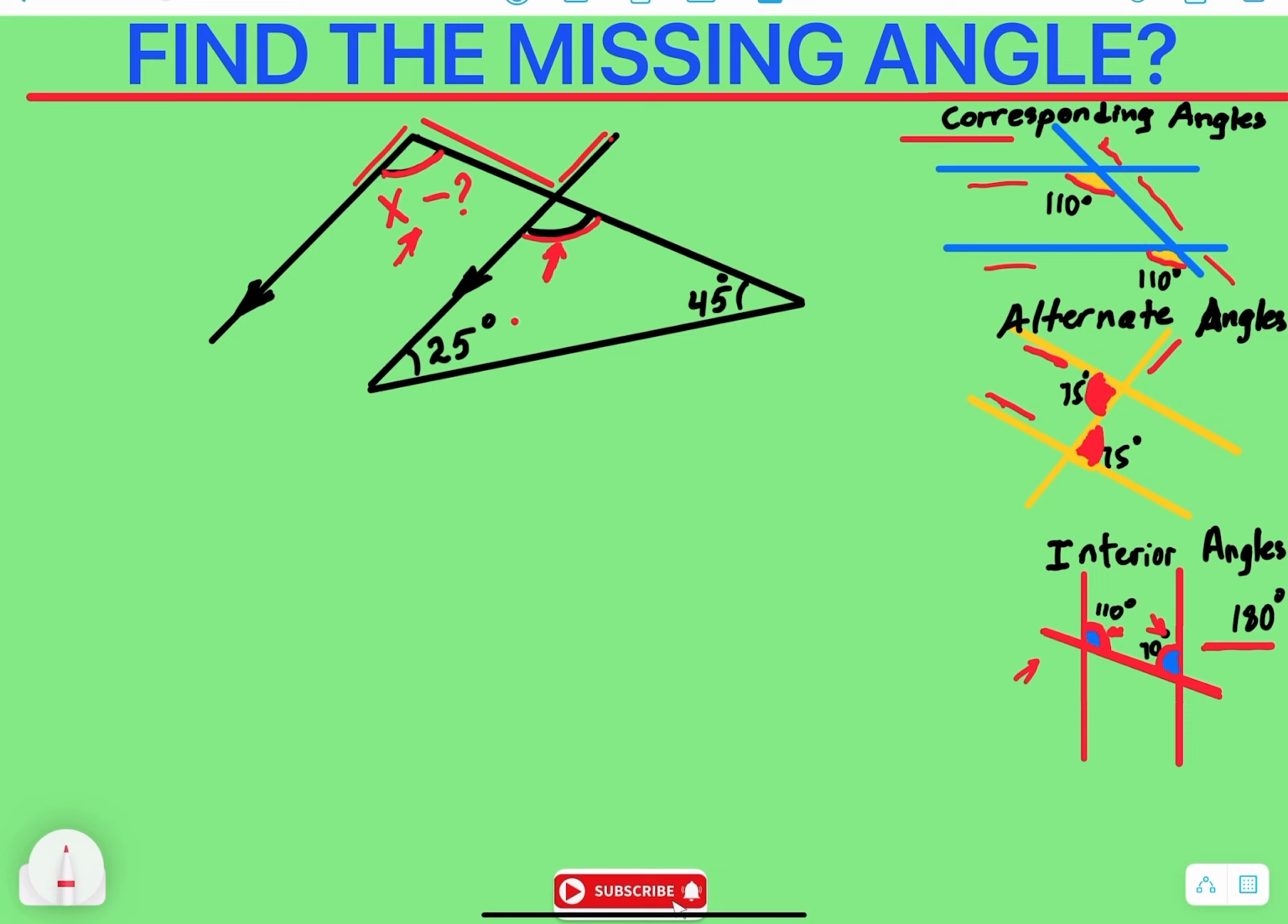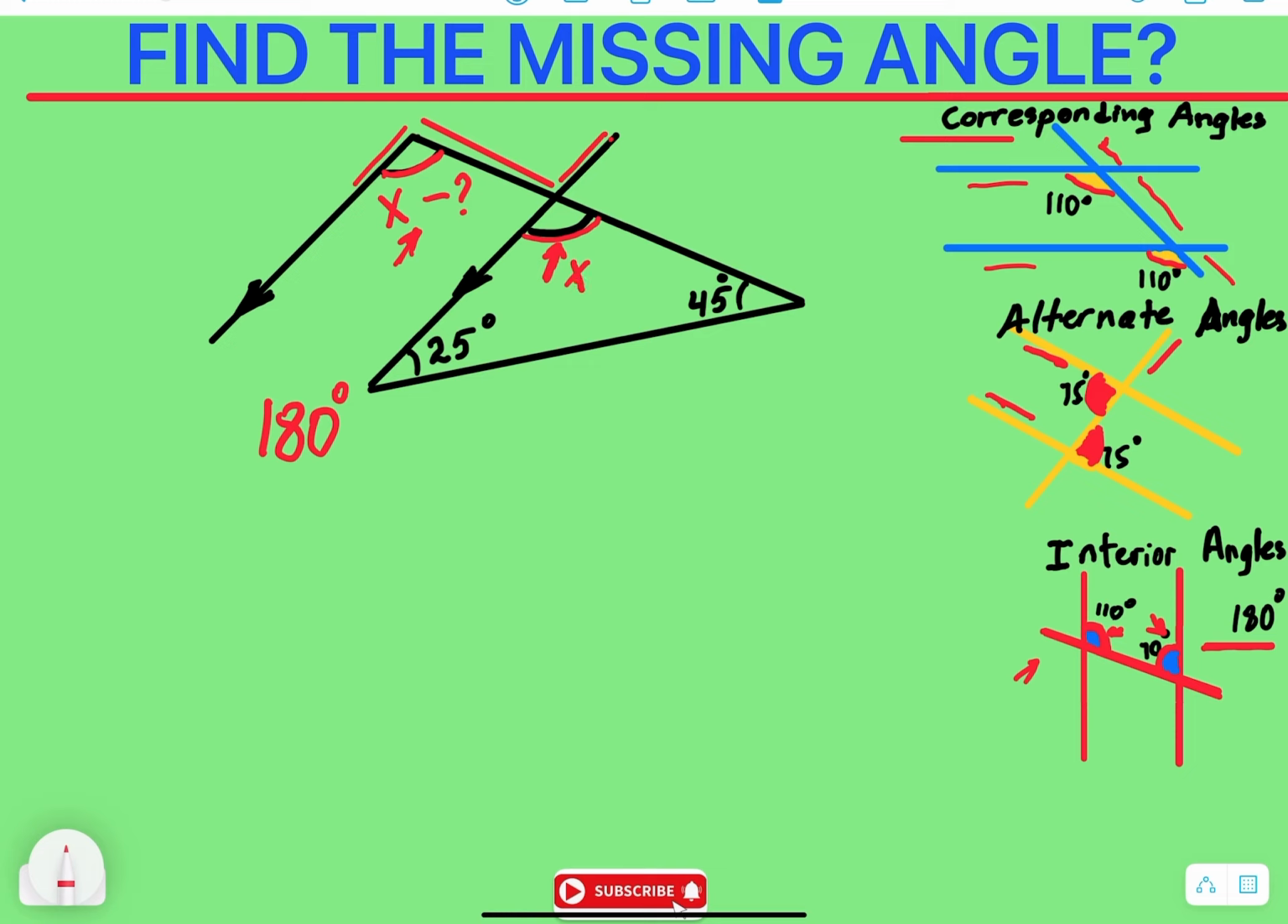So I hope you remember, if we add all the inside angles of a triangle together, we will get 180 degrees. So the sum of the inside angles of any triangle will be 180 degrees. So now we can find this missing angle.